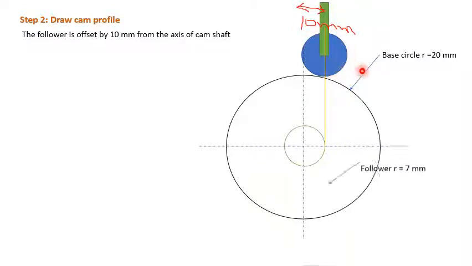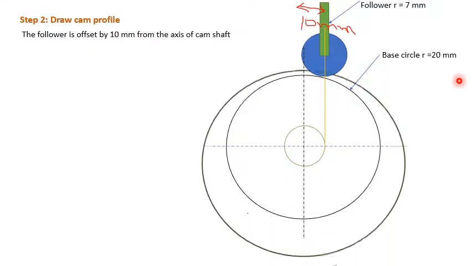So here the follower radius is 7 mm. Take 7 mm radius, draw a circle and locate the follower in this position. Once this much is over, we have to draw the prime circle, because whenever there is a roller follower, be careful, the base circle is not the reference for us in order to divide the circle into different strokes. Since this is a roller follower, we have to draw the prime circle.